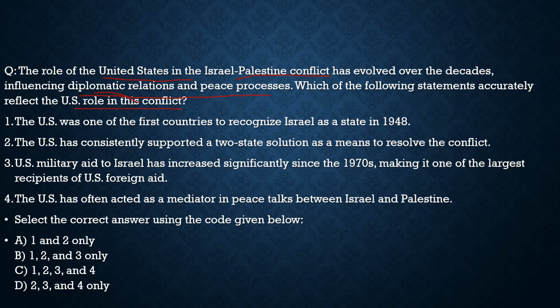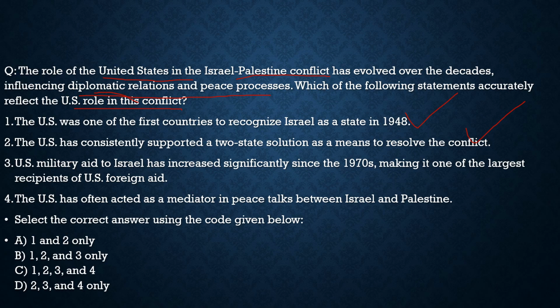First statement, the US was one of the first countries to recognize Israel as a state in 1948, correct. Second, the US has consistently supported a two-state solution to resolve the conflict, 100%. They have continuously supported it. It may seem different, as right now we are seeing the US as an ally of Israel, but still the US has consistently supported a two-state solution.